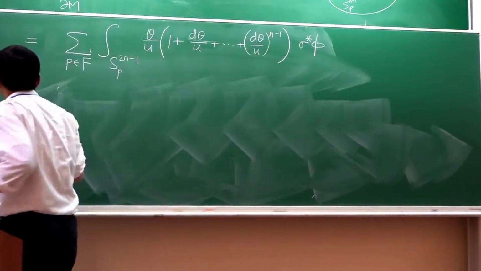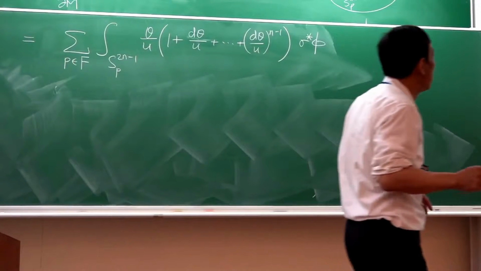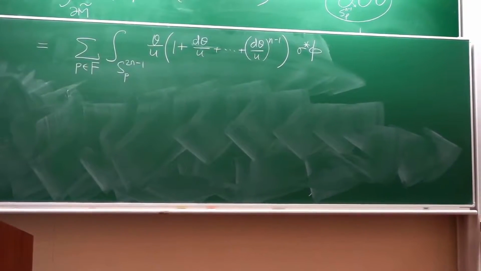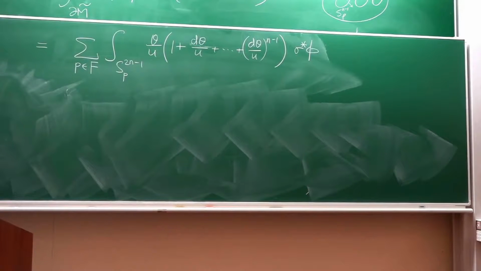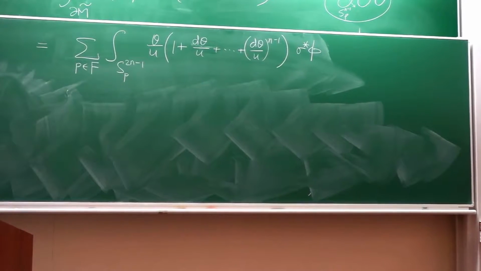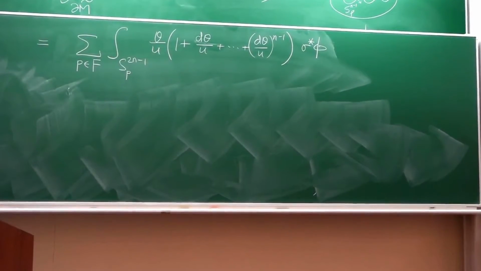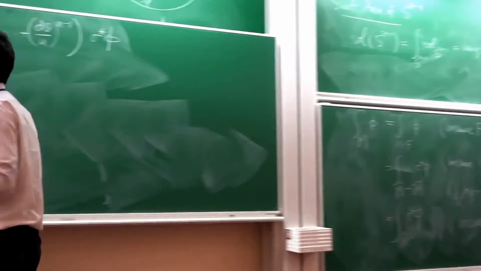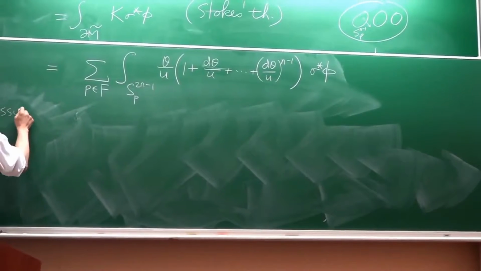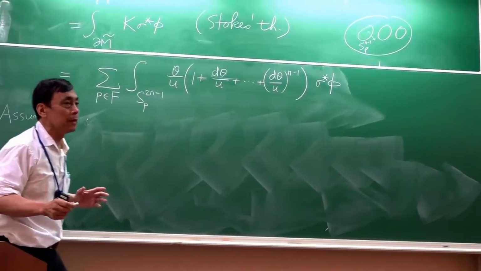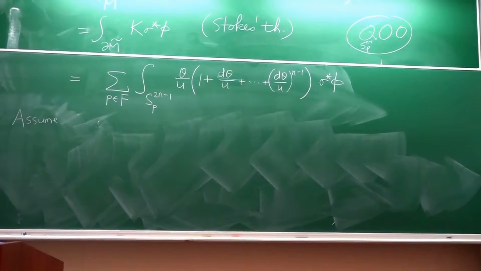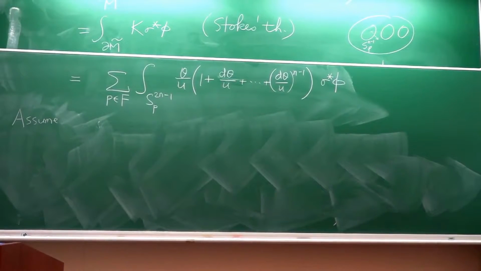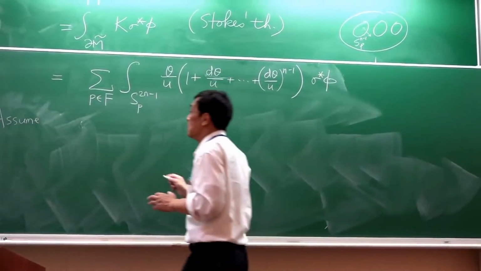Now phi, we should assume that phi has a degree. Phi has degree 2n. That's part of the hypothesis. So assume, because we want to calculate the integral of phi over M, phi should have degree 2n, the dimension of the manifold.